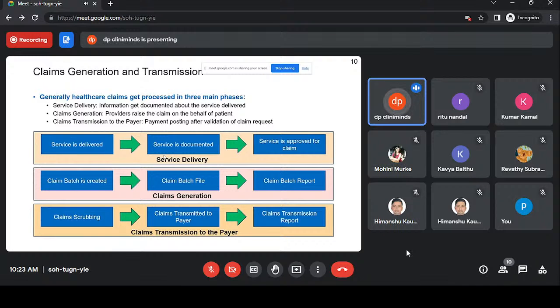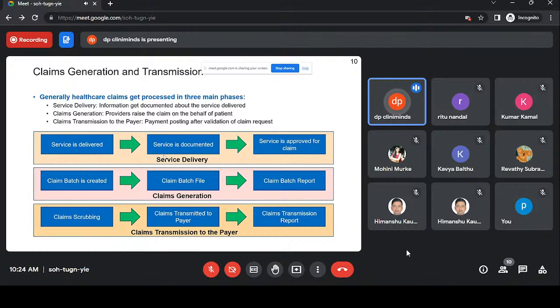Claim generation means raising the claim on behalf of the patient. Why is "on behalf of the patient" written there? Sometimes the patient does it, and sometimes the provider may do this on behalf of the patient. Like in India also, every big hospital has an insurance counter which does it instead of you, because you are busy doing other, more important things, taking care of the patient rather than spending your time on the claims form and all.